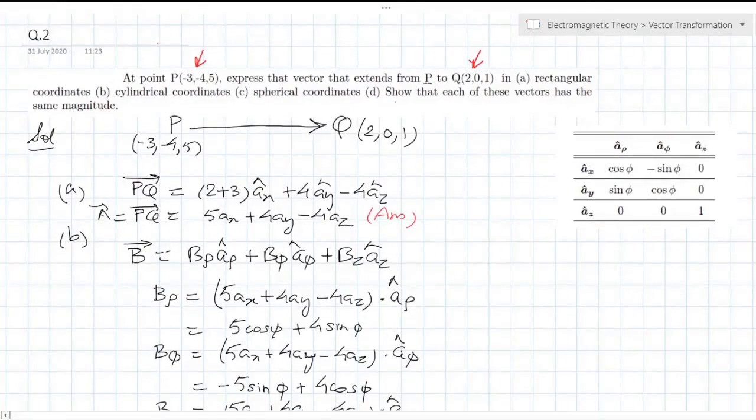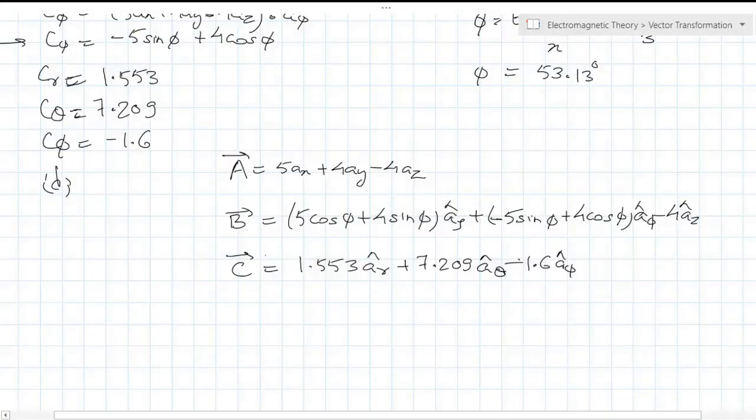See, this D part says that show that each of these vectors has the same magnitude. So our final task is to find out the magnitude of all these three answers. So I have copied the results of part A, part B and part C, and as we have seen, part A is the vector in rectangular coordinate system, the same vector is converted into cylindrical coordinate system in part B, and the vector A is converted into spherical coordinate system in part C.